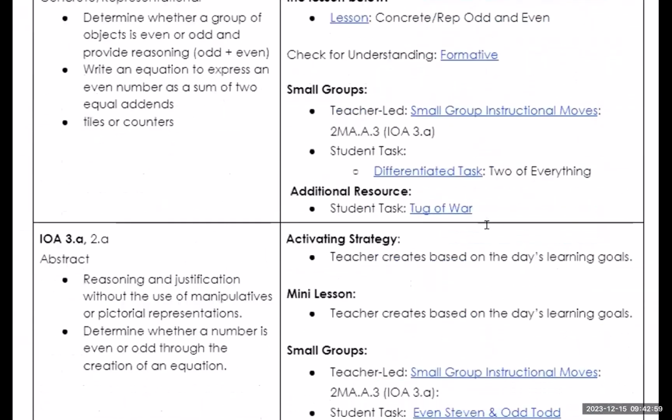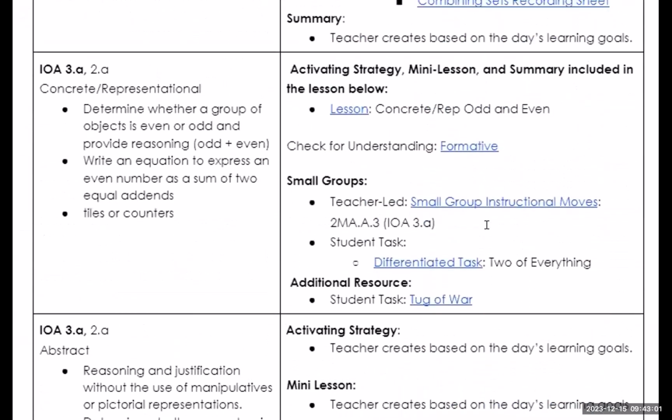On the 4th and 5th days of this unit, 3A, students will continue to progress their understanding of odd and even numbers from concrete representational to abstract, where they will use numerical reasoning to explain why numbers are odd or even.